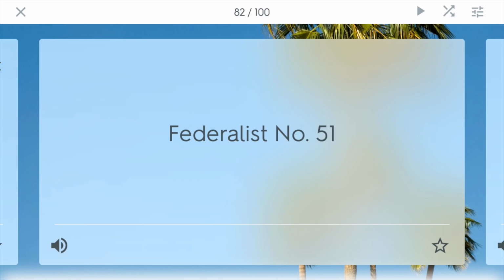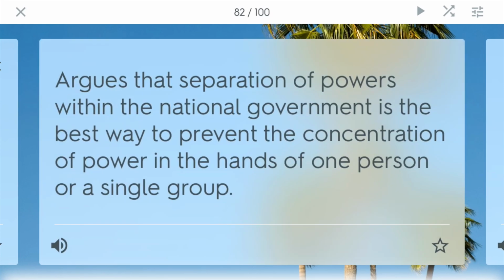In Federalist 51, the author argues for a separation of powers within the national government, and he says that this is the best way to prevent the concentration of powers into the hands of one person or a single elite group. So the Constitution, through its different articles, clearly outlines this.